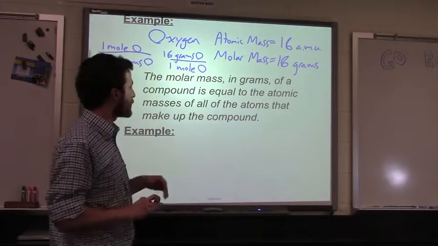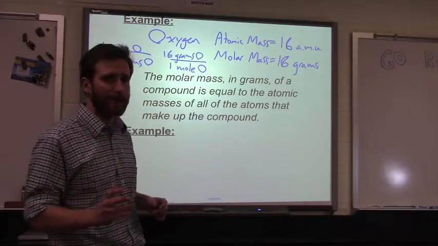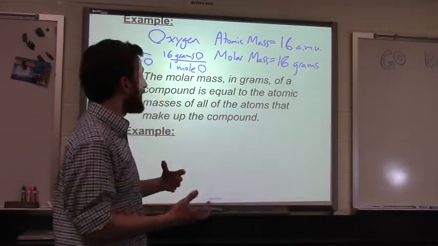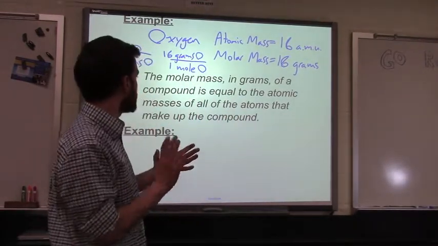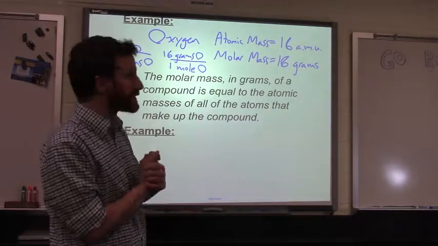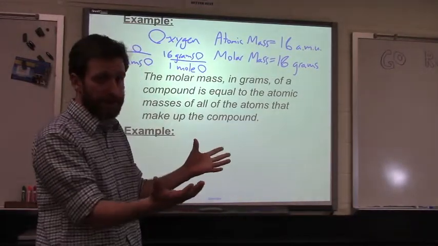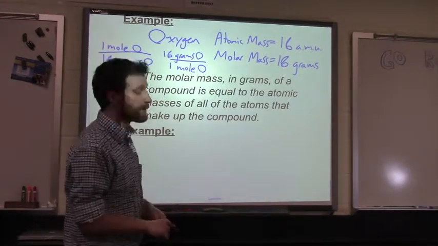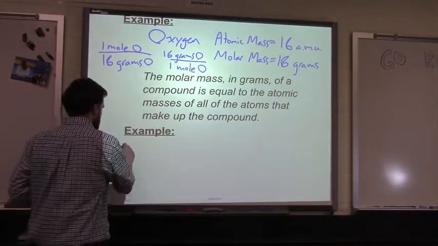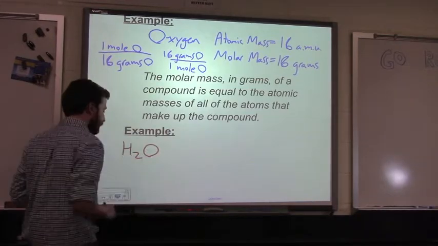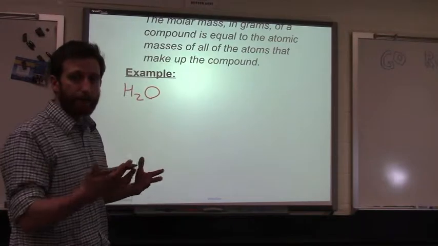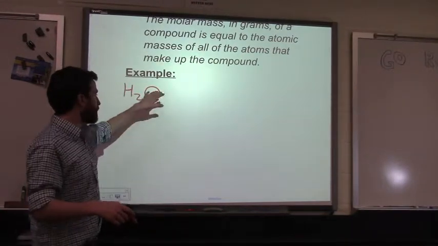It gets a little more complicated when we start to look at compounds. So in a compound, the molar mass in grams, still expressed in grams, of a compound is equal to the atomic masses of all of the atoms that make up the compound. So let's start off with looking at water. H2O. Well, I've got to ask myself, how many atoms do I have and of what elements? I have 2 hydrogens, 1 oxygen.